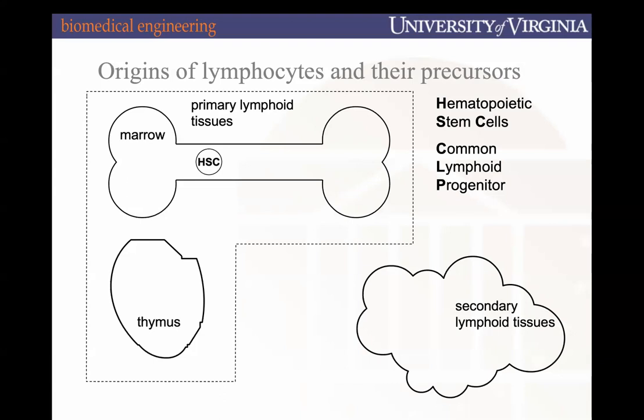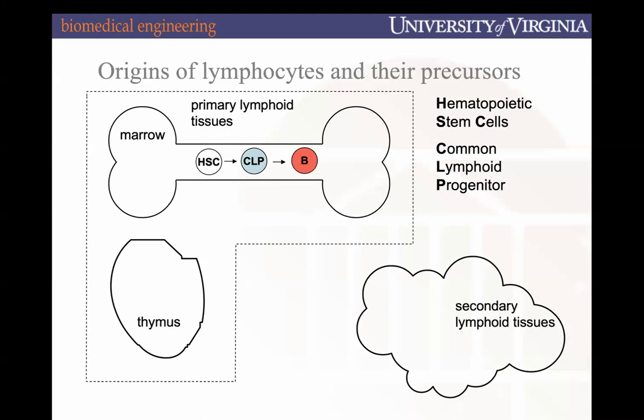Typically the hematopoietic stem cell in the bone marrow will differentiate into one of two options, the common lymphoid progenitor, CLP, or the common myeloid progenitor. Because we're focusing on adaptive immunity, we're going to focus on the common lymphoid progenitor. I'm not asking you to memorize this lineage, but what I want you to focus on is the location where cells emerge. I'll highlight what cells and what locations you need to know.